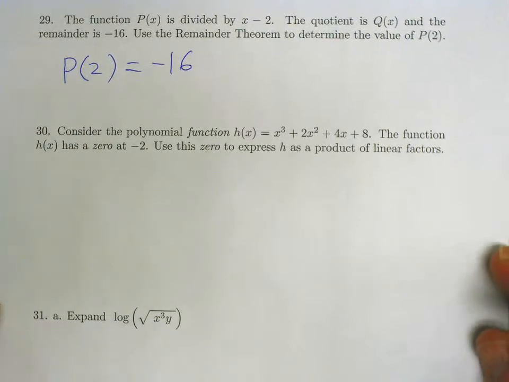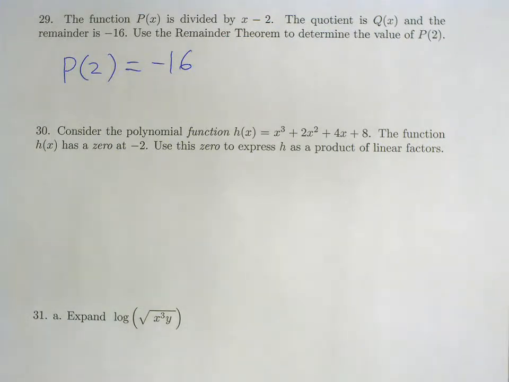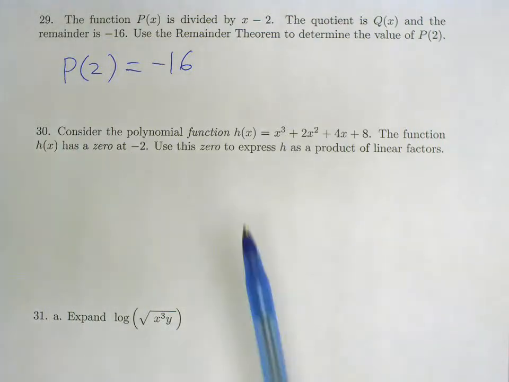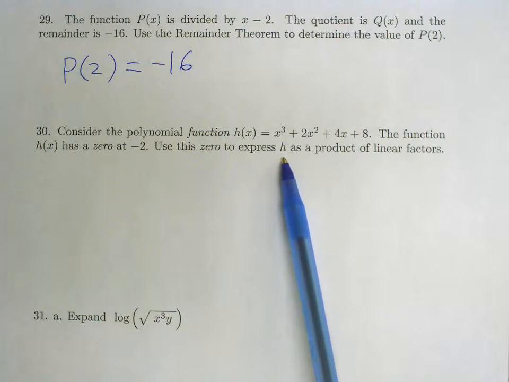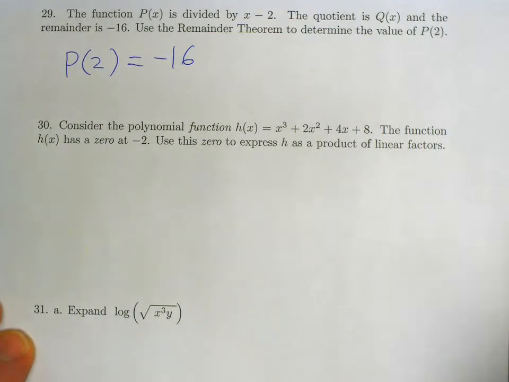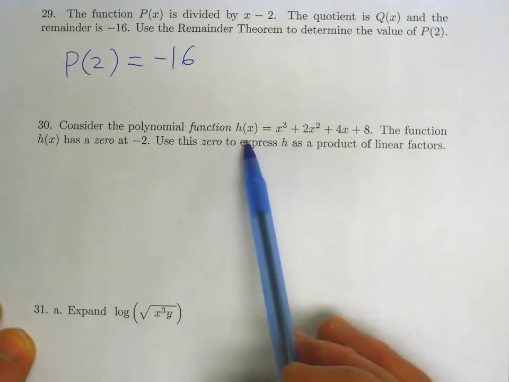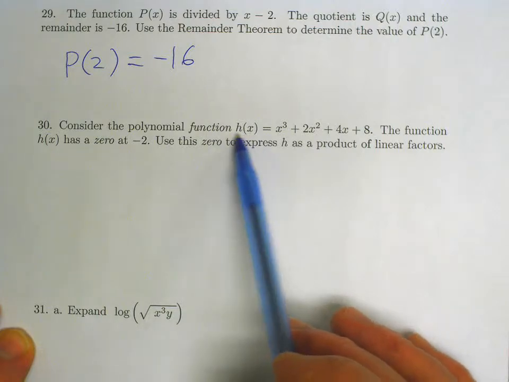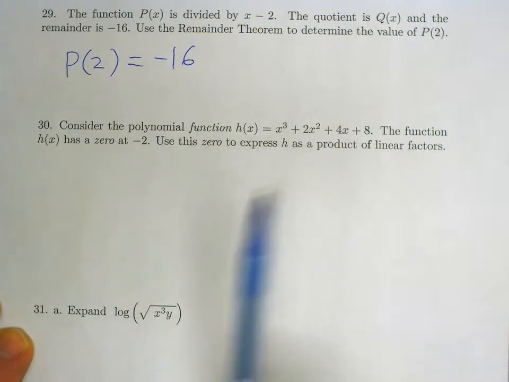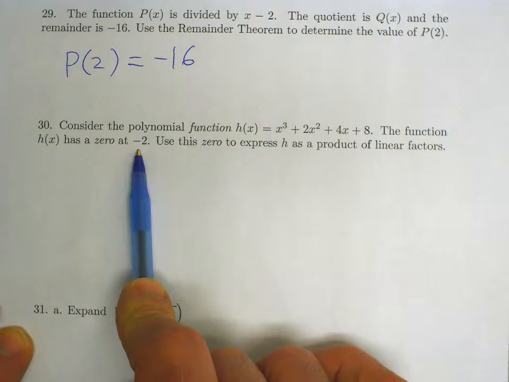And the next problem, number 30, consider the polynomial function h of x equals x to the third plus 2x squared plus 4x plus 8. The function h of x has a 0 at negative 2. So in other words, x equals negative 2 is a 0 of that function. Use the 0 to express the polynomial function h as a product of linear factors. Okay, so one way or another, we're going to divide h of x by x plus 2. X plus 2 is the linear factor that corresponds to the 0, x equals negative 2.